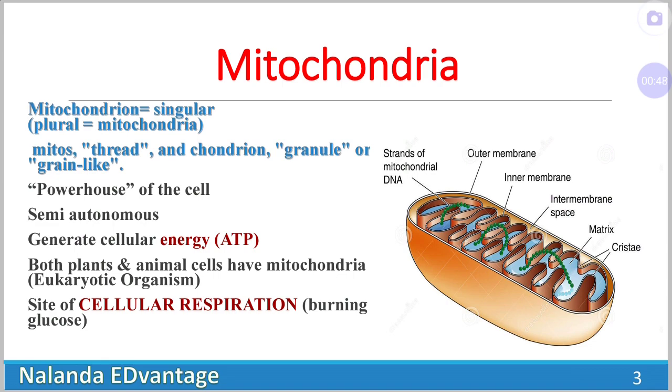This cell organelle is semi-autonomous, which means it contains its own DNA as well as a few ribosomes so that it can produce its own proteins. This cell organelle is present in both plant and animal cells, or all eukaryotic organisms. And this is a site for cellular respiration, that means for burning of glucose.